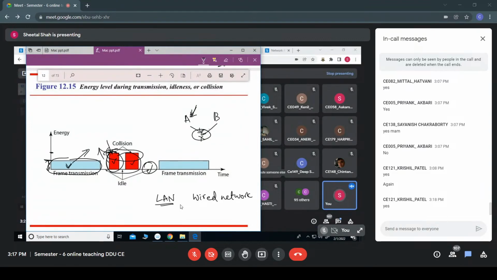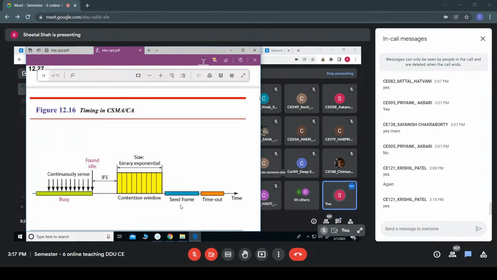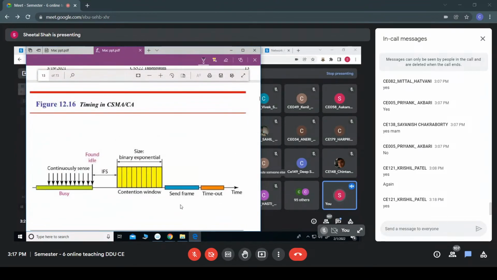even the collided signal would not be that high, so the station may not come to know whether it is due to a collision or its own signal. That's why CSMA CD cannot be used for the wireless network. For that, there is one more approach known as CSMA CA, that is carrier sense multiple access with collision avoidance. It tries to avoid the collision as far as possible. That is the collision avoidance.